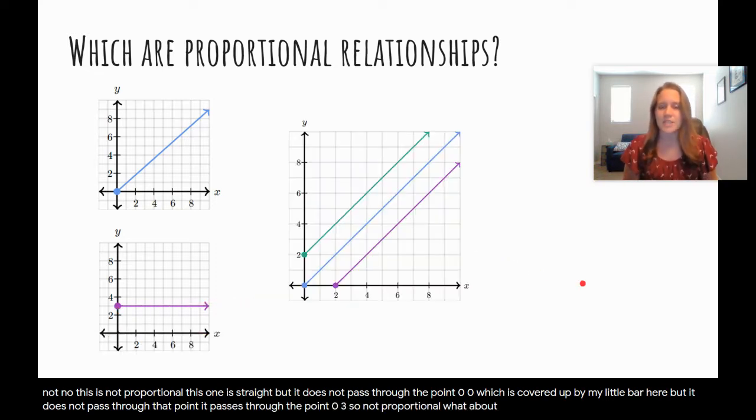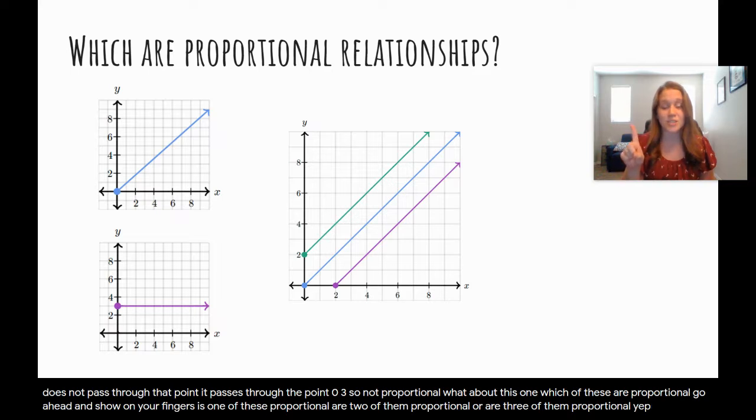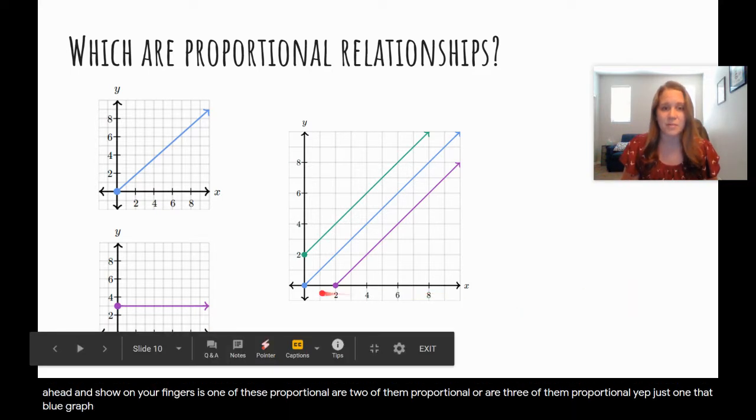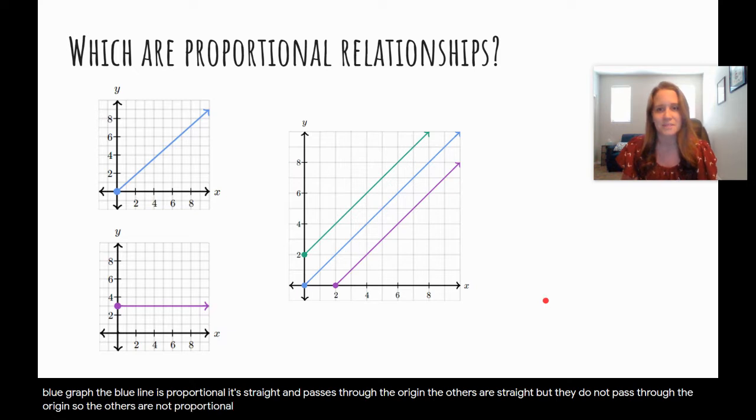What about this one? Which of these are proportional? Go ahead and show on your fingers, is one of these proportional? Are 2 of them proportional, or are 3 of them proportional? Yep, just one. That blue graph, the blue line is proportional. It's straight and passes through the origin. The others are straight, but they do not pass through the origin, so the others are not proportional.